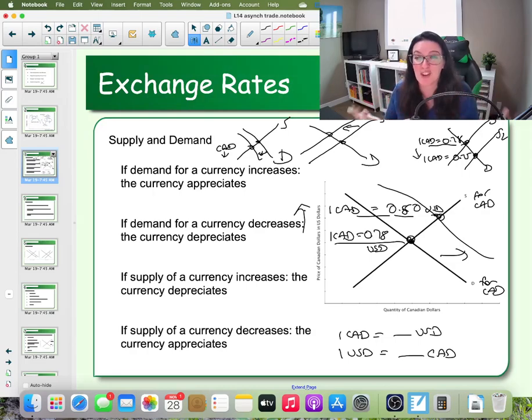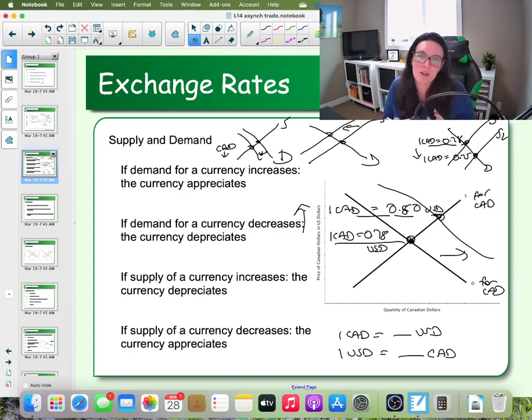Think about it as if there's less money, less Canadian dollars available, right? It's more rare, it's more valuable. So that decrease in supply out in the rest of the world makes the Canadian dollar appreciate or gain in value relative to the other foreign currency. So we might go from 1 Canadian dollar equals 78 cents US to 1 Canadian dollar equals 80 cents US.